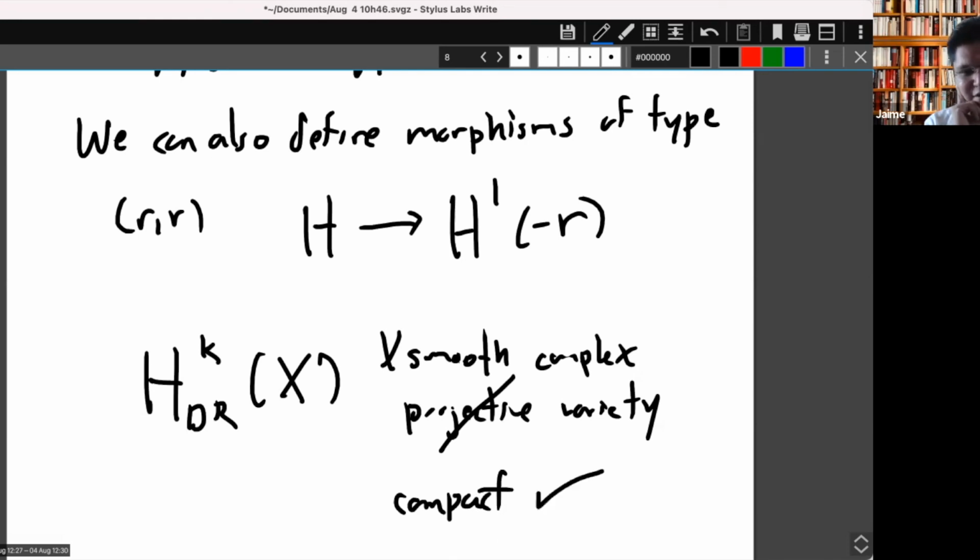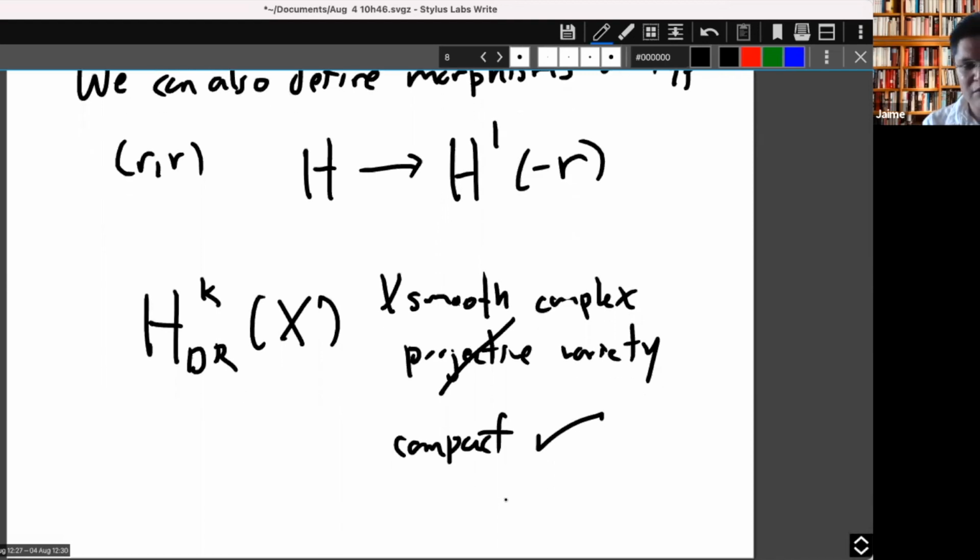The answer is yes. You have to change the de Rham cohomology group to the Betti cohomology group. But that's fine, because in the projective case they are the same. But what if you now don't even have compact, and you have only a smooth variety? Can you still introduce a Hodge structure? The answer is no in general.